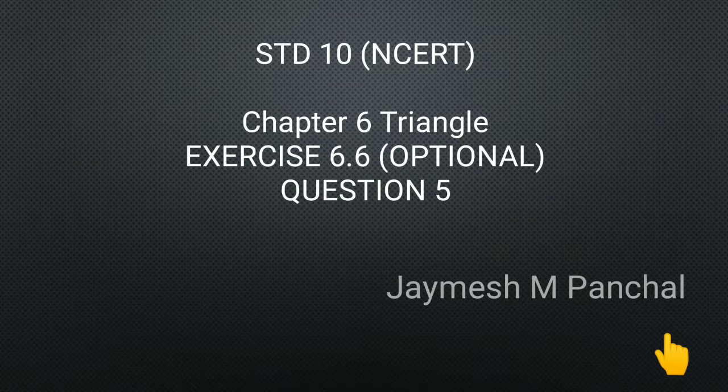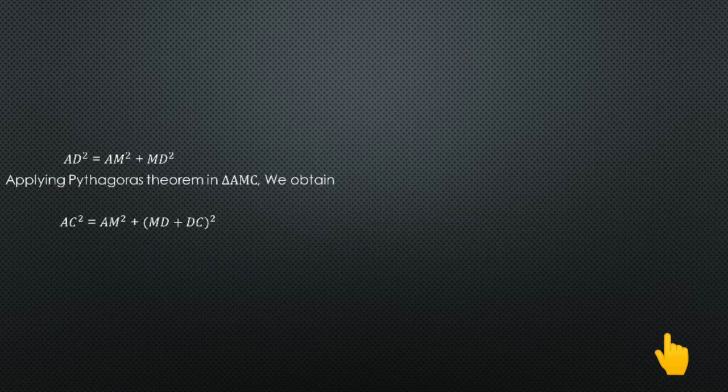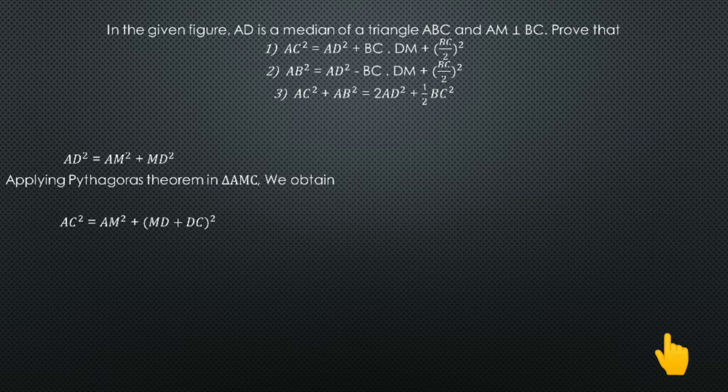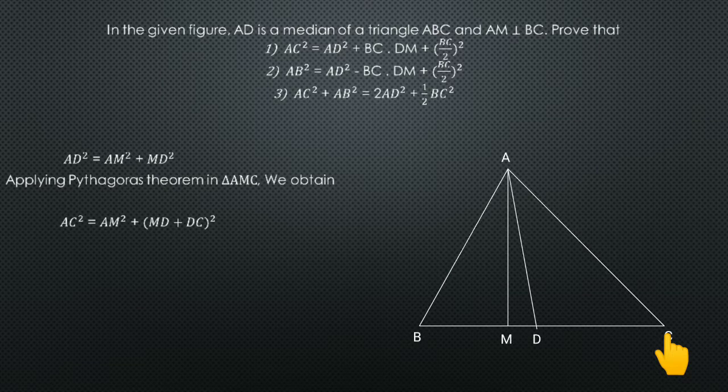Question 5. The question is: in the given figure, AD is the median of triangle ABC and AM is perpendicular to BC. Now here we have to prove these three results.